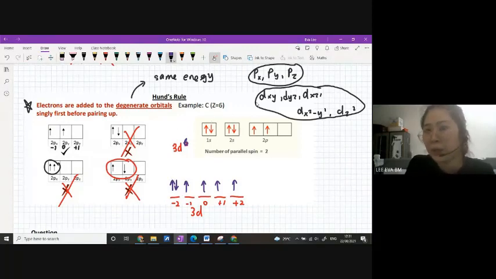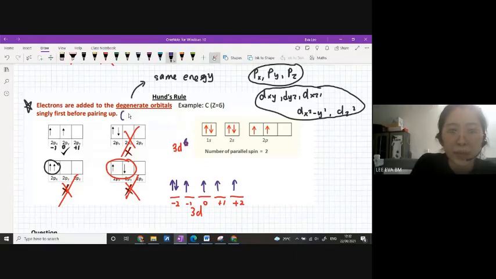So the example given in the notes is carbon, proton number 6. So this one is not called degenerate. 1s, 2s energy level dia tak sama. So kita tak boleh apply Hund's rule dekat sini. Hund's rule hanya apply dekat p dengan d orbital sahaja. Boleh catat dekat sini: for p and d orbitals, or subshell lah. Tulis subshell.